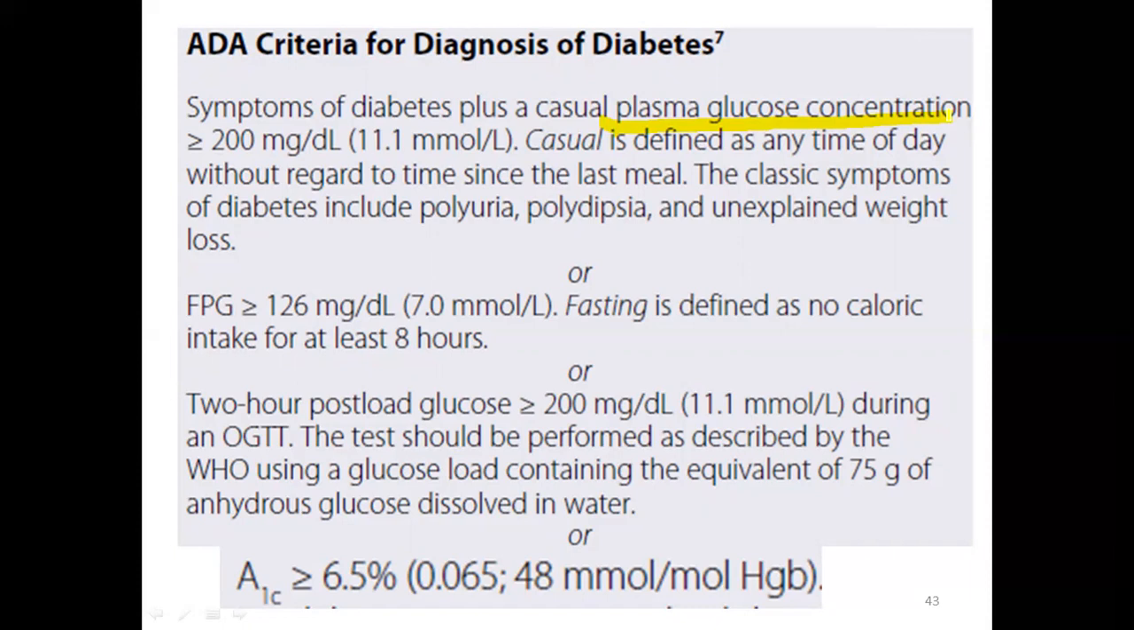So casual is defined as any time of the day without regard to time since the last meal. If the random blood sugar level, RBS, is greater than or equal to 200 mg/dL or 11.1 millimole per liter, with symptoms of DM such as polyuria, polydipsia, and unexplained weight loss, then the patient is classified as a diabetic patient.